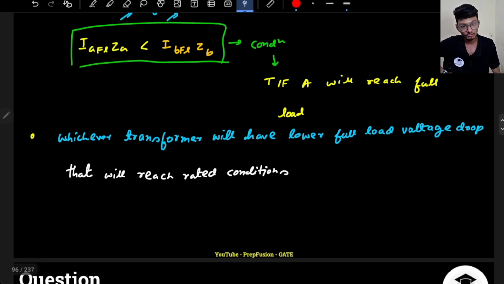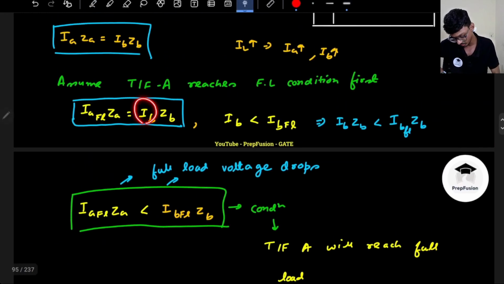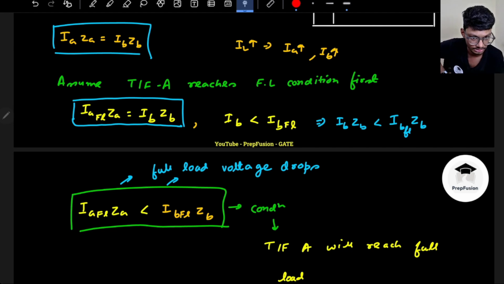So then how will you find the I2 current? How will you find the I2 current? I2 current is very simple to find out, right? The assumption is, how will you find out the other current? The other current is very simple: IB will be equal to IAFL ZA by ZB. That's it, IAFL ZA by ZB. Very easy to find out. Not that difficult, I guess.